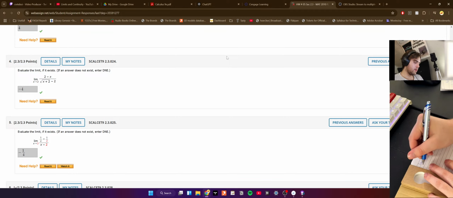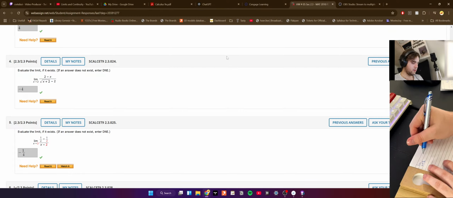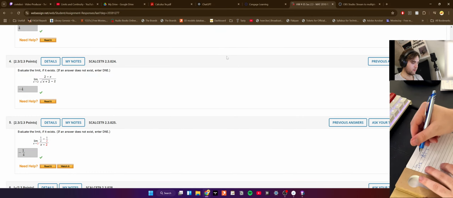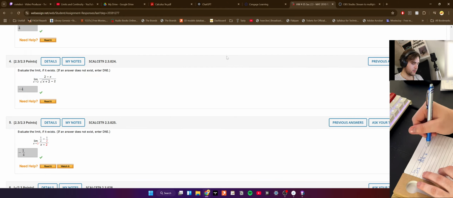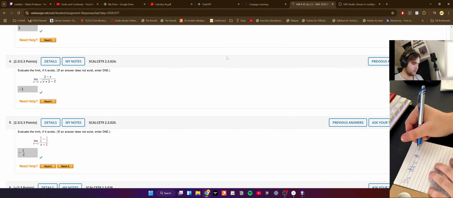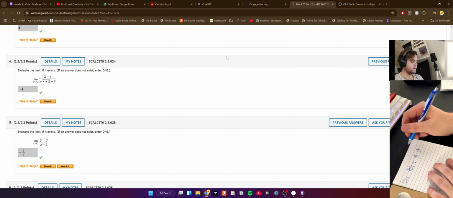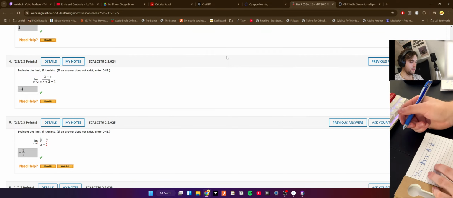The limit as x approaches 2 of 2 minus x over square root of x plus 2 minus 2. Okay, factor out 2's. Negative x, the square root of x. Negative 1 over 2. Square root has no 2. There's no square root of 2. That obviously doesn't give us negative 4, which we know is the correct answer.